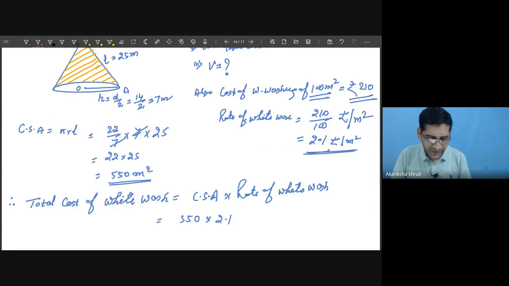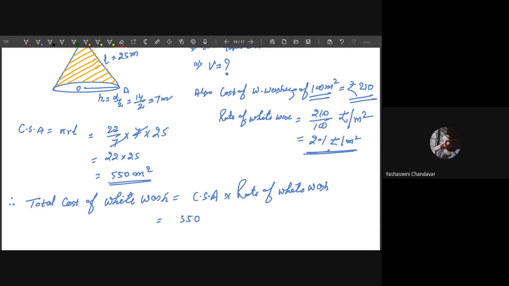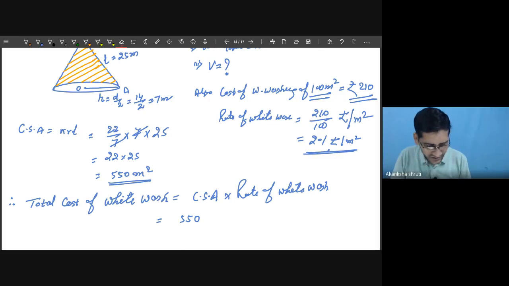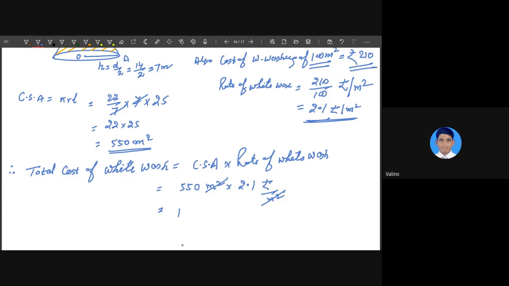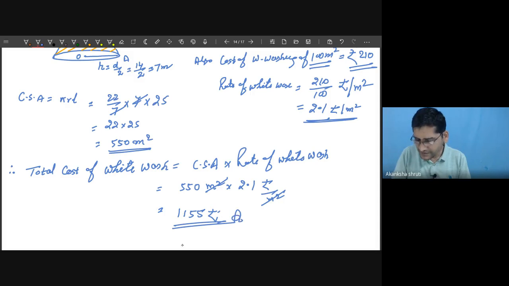Students, if you have any doubt, you can understand it through the cancellation of units like this. So 550 times 2.1 is 1155. Very good. You may also write it this way: 550 meter square multiplied by the rate 2.1 rupees per meter square. Per meter square means it is in the denominator, so meter square gets cancelled. This way you will reach the correct unit, in terms of rupees only. What is the calculation? How much does it become? 1155 rupees. So this much is the answer.